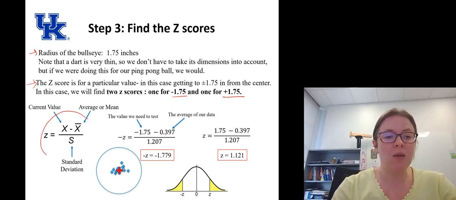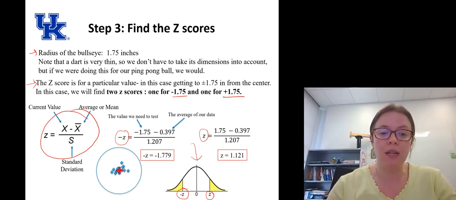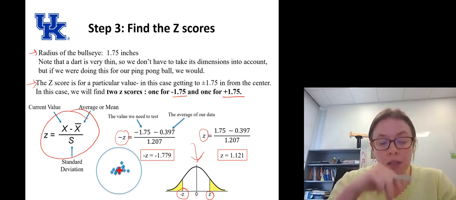We take this equation, z is equal to x minus x bar, which is our average or mean, divided by s, which is our standard deviation. And then we can plug in the values to get a negative z and a positive z. Okay, and then we can put those onto our normal distribution and calculate or get the associated areas.